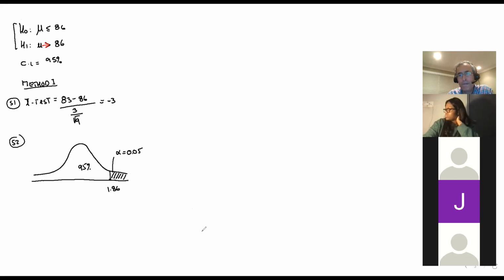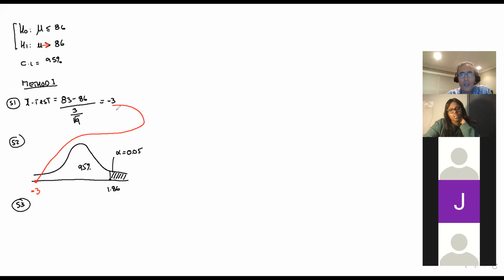Now the next, step three, is simply seeing where this number falls. This number falls in here. I was going to put it to the right, but -3, this is minus, right? -3 is there, guys. I made a mistake. Yeah, it's 83 minus, yep. Makes sense or not?